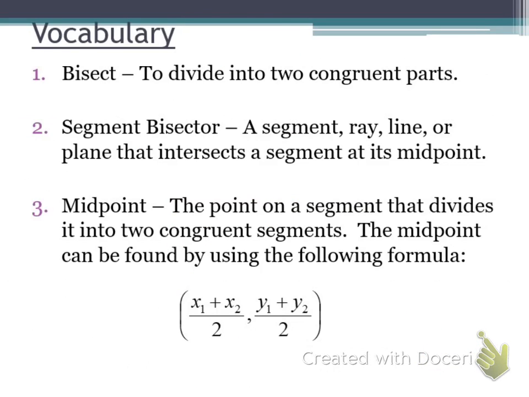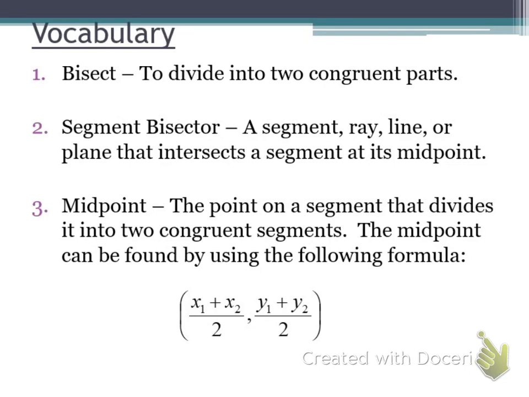All right, our definitions for today. All 3 of them are very similar, very highly related. First, to bisect. It's a verb. It means to divide into 2 congruent parts. So you split it into 2 equal pieces. A segment bisector is any object that intersects a segment at its midpoint. So it could be a segment, a ray, a line, or a plane. Anything that splits it at its midpoint.